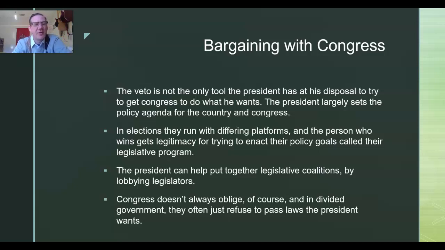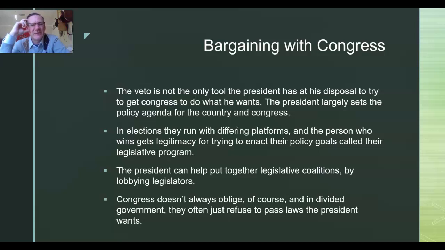The veto is not the only tool a president has to bargain with Congress, however. And a lot of the president's day nowadays is spent doing just that. I don't think the founding fathers conceived of this particular relationship, but it's not a big surprise that it evolved this way. The president largely sets the policy agenda for the country, and thereby also for Congress.